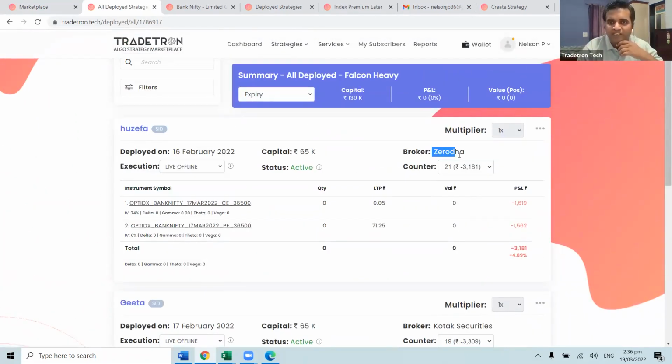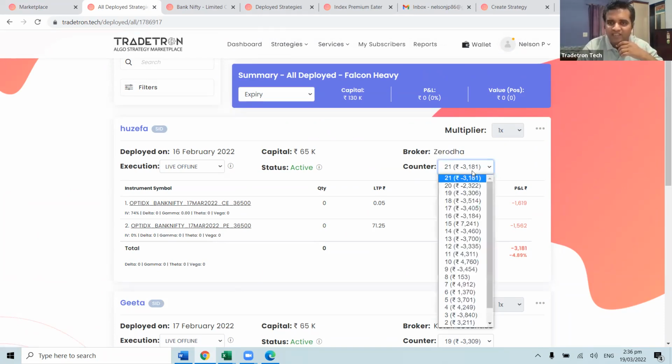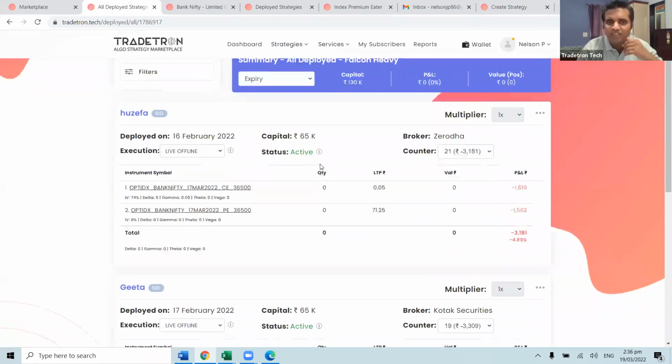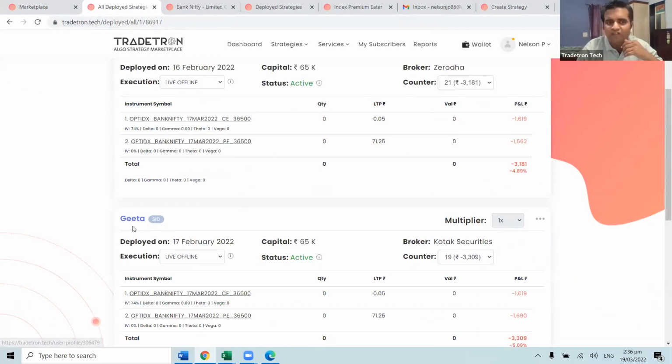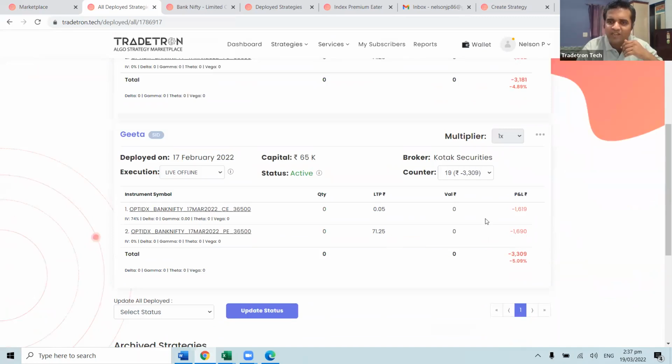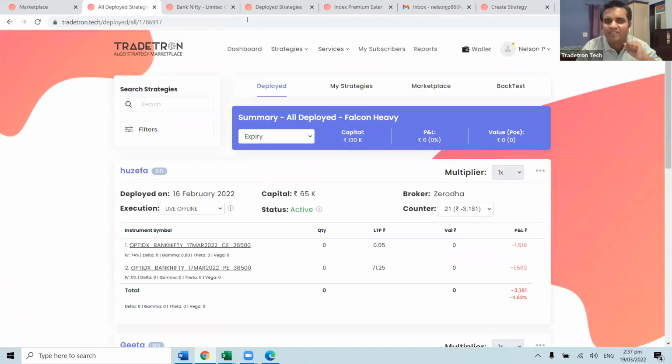He has deployed it in Zerodha on 1x, and these are the counters of the previous trade. This is in live offline mode. Whenever he goes live, if he has deployed it live, you can see it like this also. This is another friend of mine, Geeta. She has deployed her strategy on 1x in a Kotak Securities account. And you can see that these are the trades taking place in each and every client.